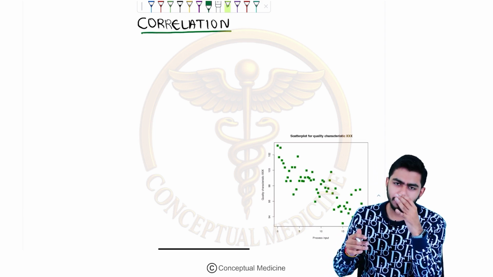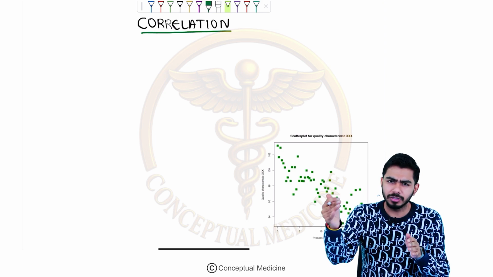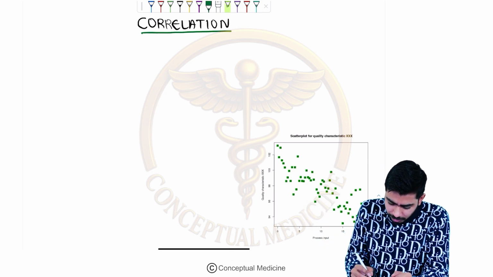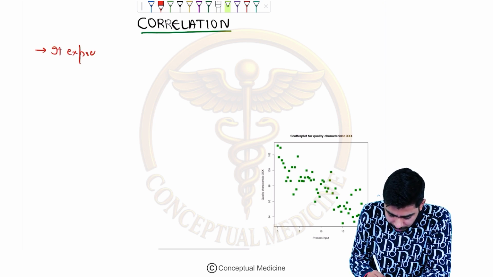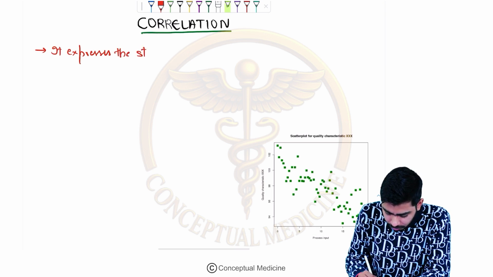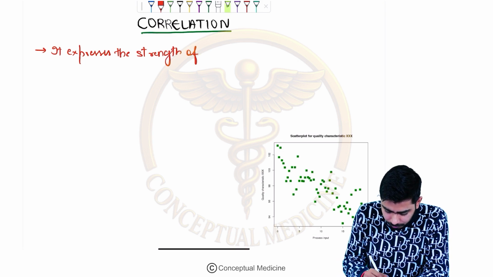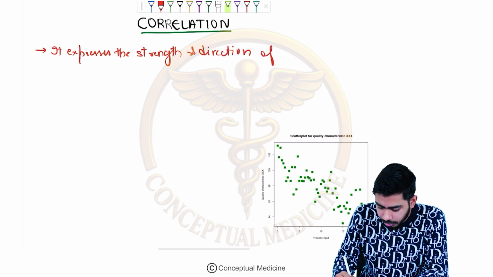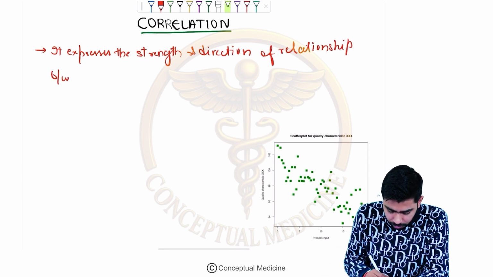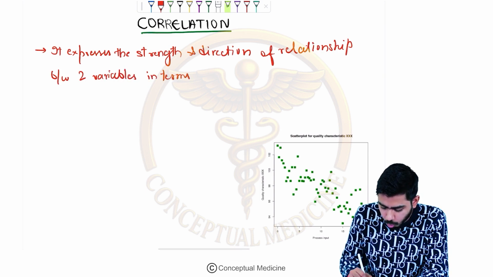Correlation, usually what we are saying is we are correlating this thing with the other, right? Correlating that thing with a different thing. So in biostat, what is correlation? We are saying that basically it expresses the strength and direction. Two things you need to remember over here: strength and direction of relationship between two variables, in terms of the correlation coefficient.